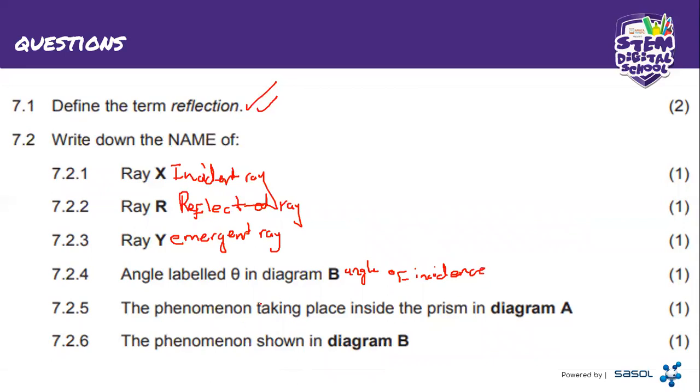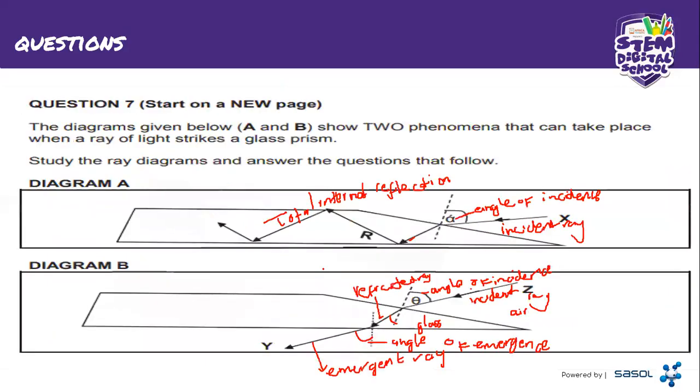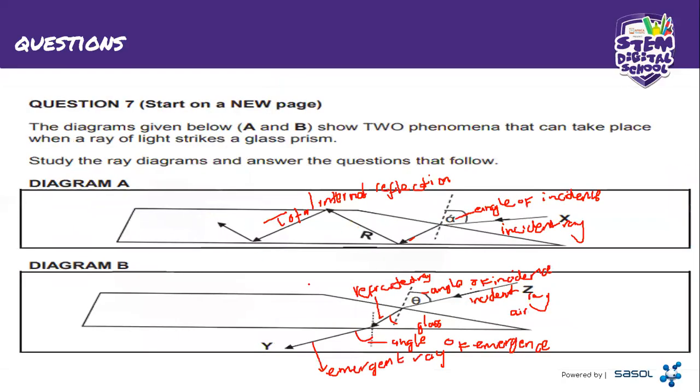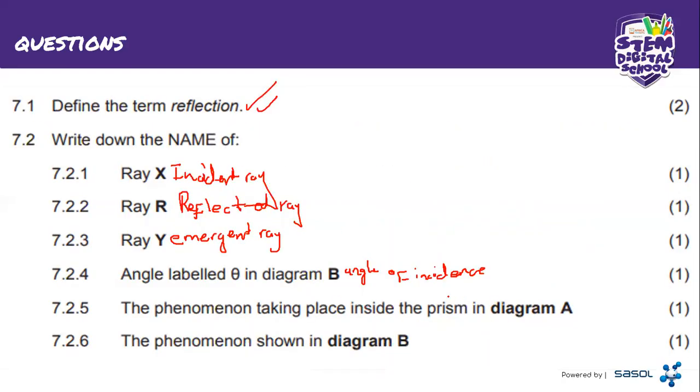And then the phenomenon taking place inside the prism in diagram A, we've talked about this. We said the light is continuing to reflect in the original medium. So we are talking about total internal reflection. Good. Total internal reflection. There we go.